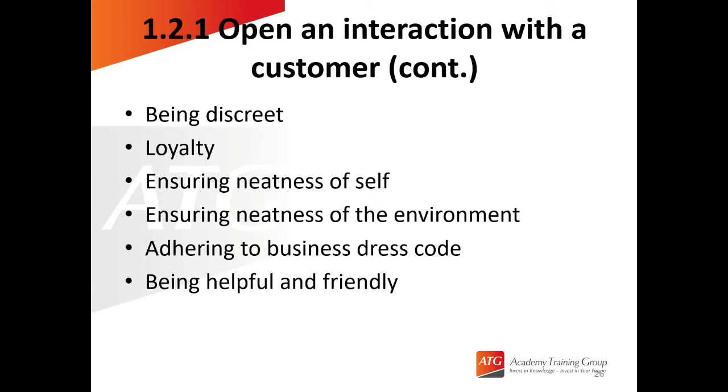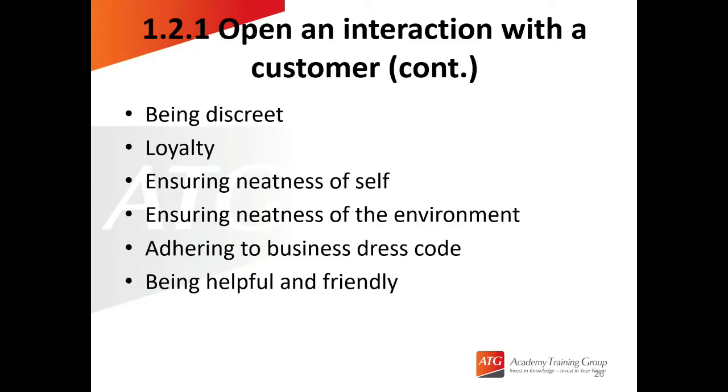Also, being discreet, being loyal, ensuring neatness of yourself. Always be professional looking when you are dealing with a client. Ensuring neatness of your environment. It doesn't help to look professional and talk professionally if your workspace is unneat and untidy. Also, adhering to business dress code.